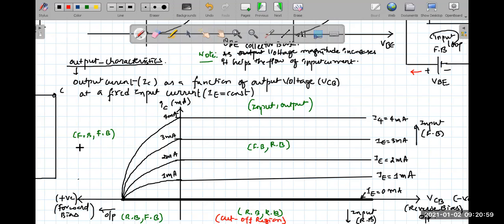Now look at the forward bias and forward bias region. In this region, what is happening? From zero output current, it is reaching the saturation value, right? So that's the reason why we call this the saturation region.